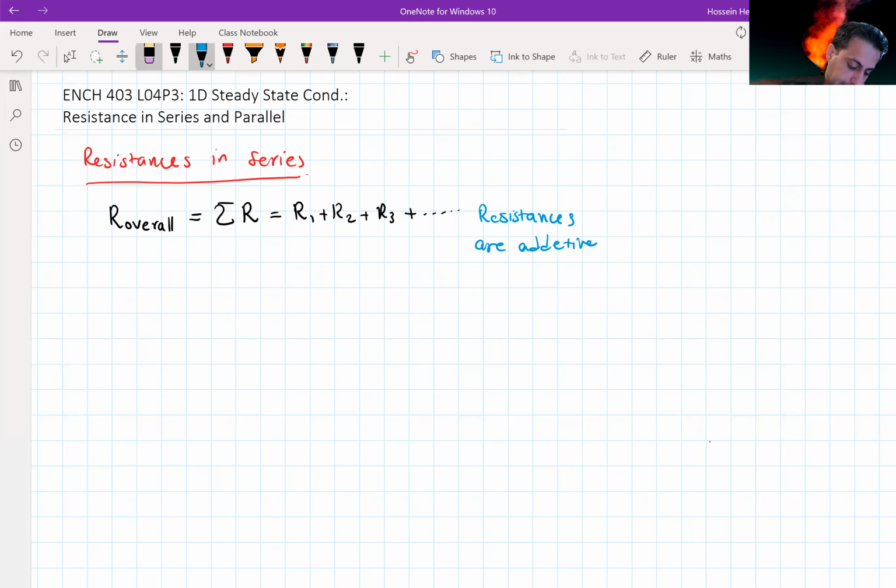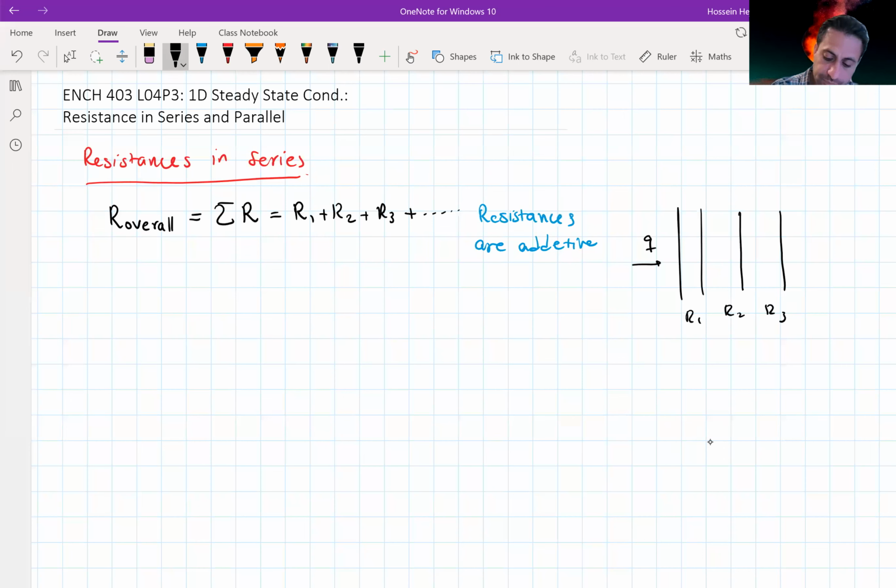additive. Of course, when we have them in series, similar to what you have seen, let's say this is resistance 1, resistance 2, resistance 3, then we have Q. That's when we have it in series.